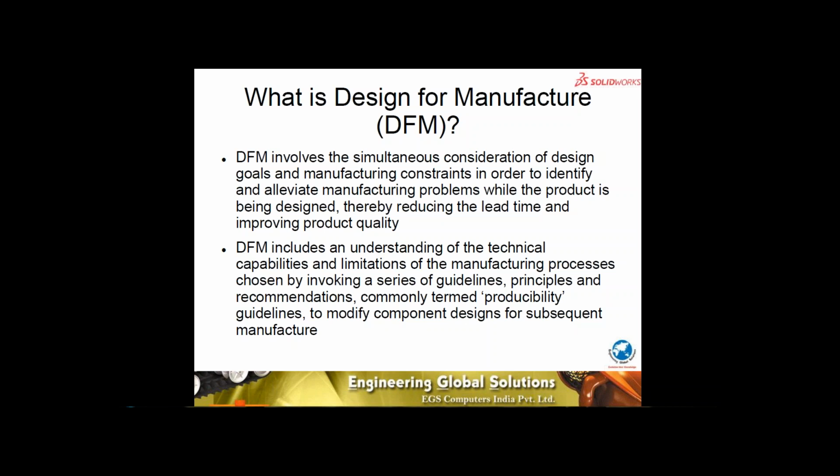DFM, as it is called in short form, includes an understanding of the technical capabilities and limitations of the manufacturing processes chosen, by invoking a series of guidelines, principles and recommendations commonly termed producibility guidelines to modify the component designs for subsequent manufacture. In other words, if at the design stage we are able to address the manufacturing constraints, the capability of manufacturing in our organization or at our supplier's place, then we have a higher probability of getting the parts out and assembling them right first time.